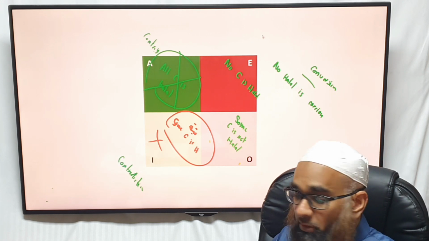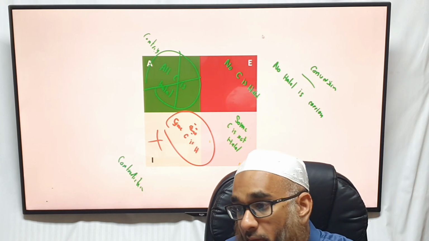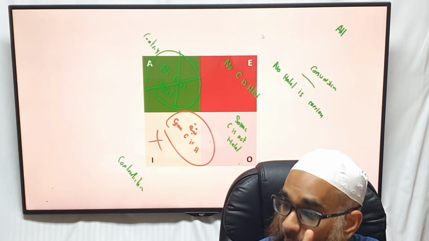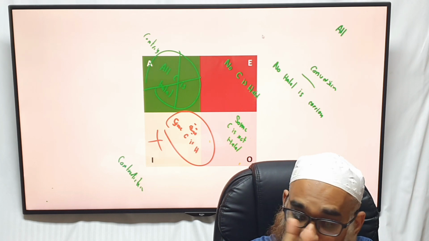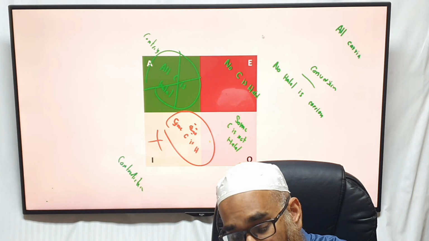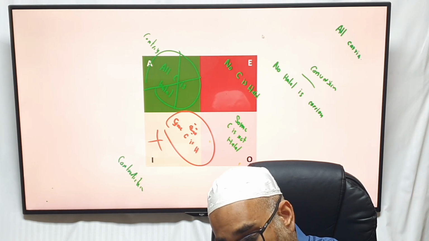And obversion, what's the obversion of that one? When you make all, you make the no into all. When we say no carrion is halal, all carrion is non-halal. All carrion is non-halal.